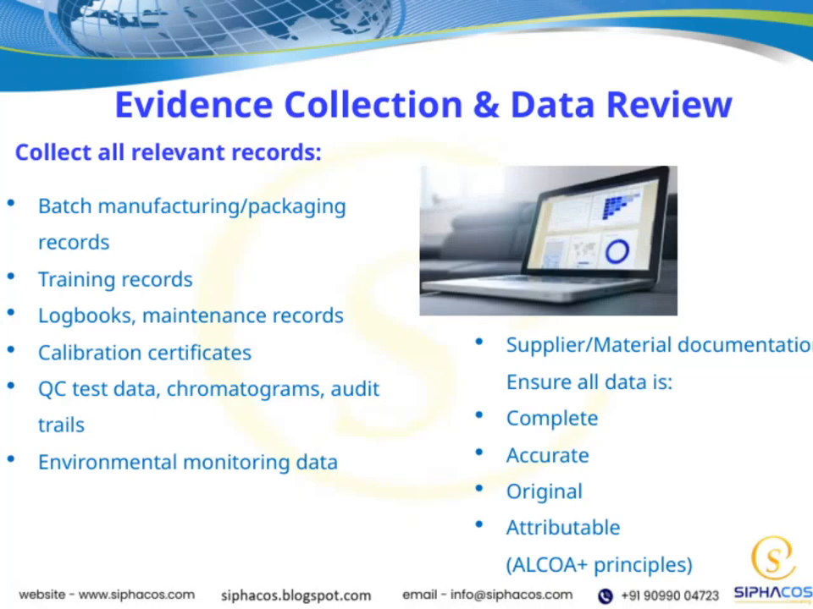When it comes to supplier and material documentation, it's crucial to ensure that all data we collect is complete, accurate, original, and attributable. This aligns with the ALCOA Plus principles, which help us maintain data integrity and compliance. We need to gather batch manufacturing and packaging records, training records, logbooks, and maintenance records to have a comprehensive view. Additionally, calibration certificates, QC test data, chromatograms, and audit trails are essential to verify our processes. Environmental monitoring data also plays a key role in ensuring our environment meets quality standards.